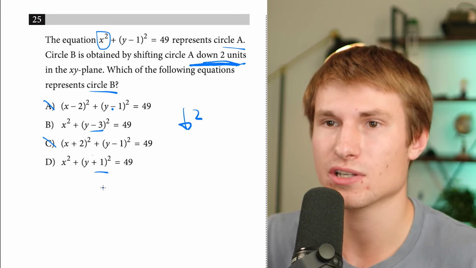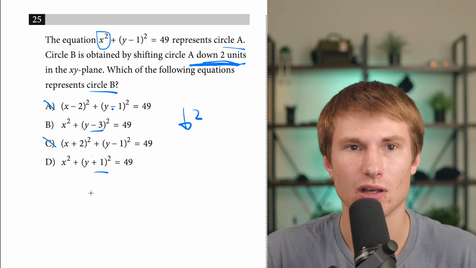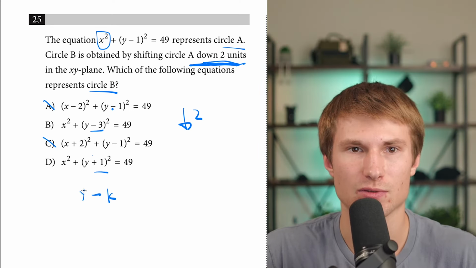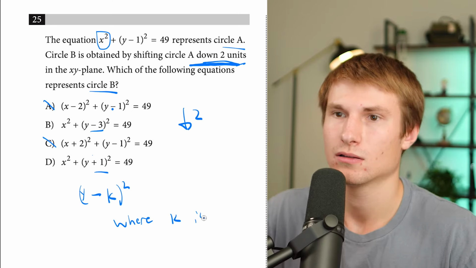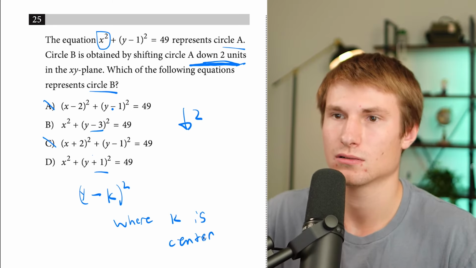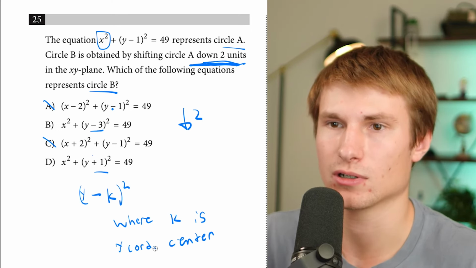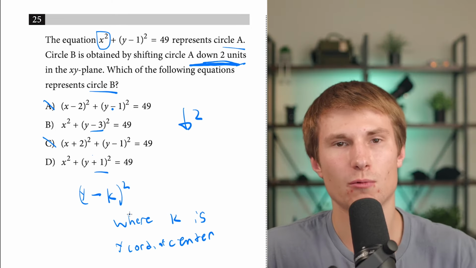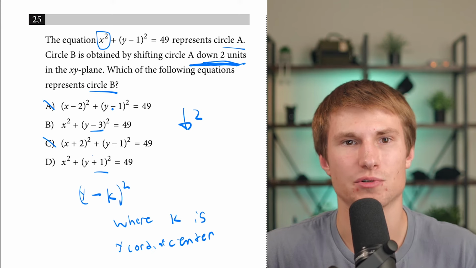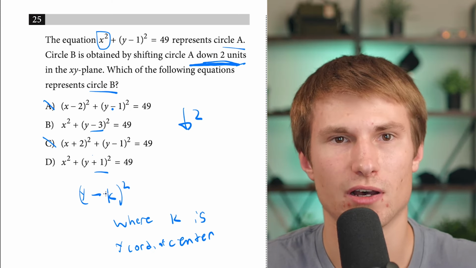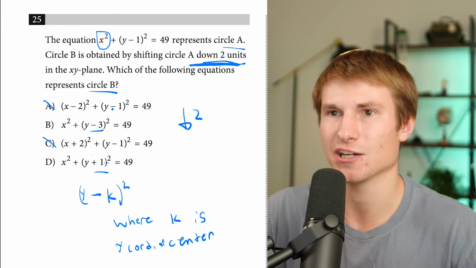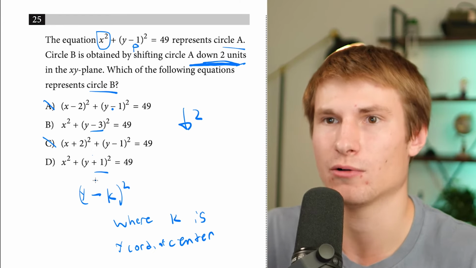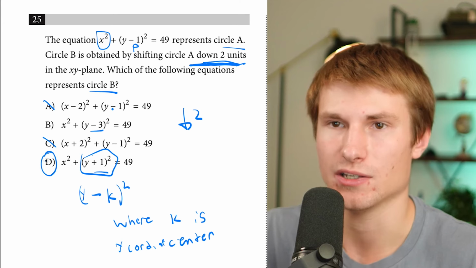Now, the key thing to understand is that the center of a circle in the circle equation has that minus k, right? It's y minus k squared, where k is the y coordinate of the center. So if we want to move something down 2 units, we actually have to adjust the value in the opposite direction. So we don't subtract, we would add. We need to actually add 2 onto this -1, and that will give us this +1 right here. So our answer has got to be D.